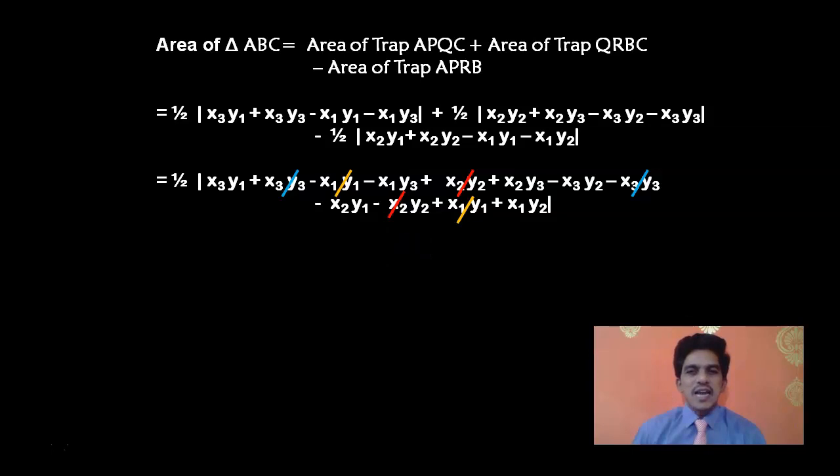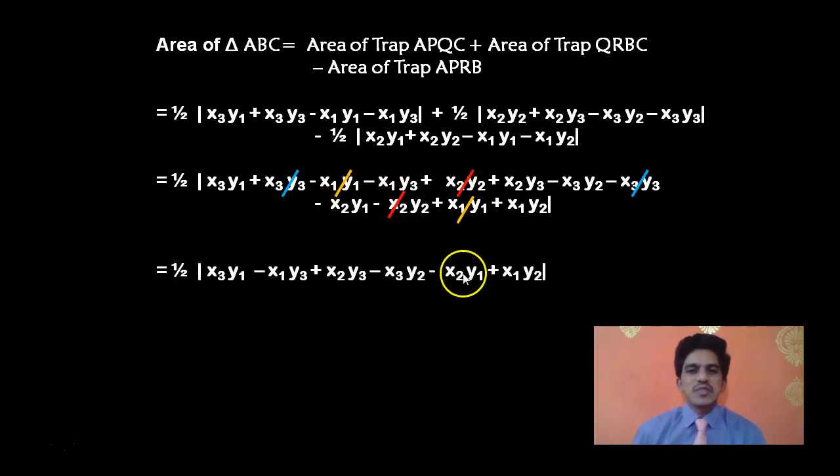These 6 terms are added to get 0: plus x3 y3 and minus x3 y3, minus x1 y1 and plus x1 y1, plus x2 y2 and minus x2 y2. If you observe, they are the terms with the same numbers. This is x3 y3, they are cancelled. x1 y1 got cancelled and x2 y2 also got cancelled. Now let us write the remaining terms here. We got x3 y1 minus x1 y3, plus x2 y3, minus x3 y2, minus x2 y1, plus x1 y2. These are the values we have here.